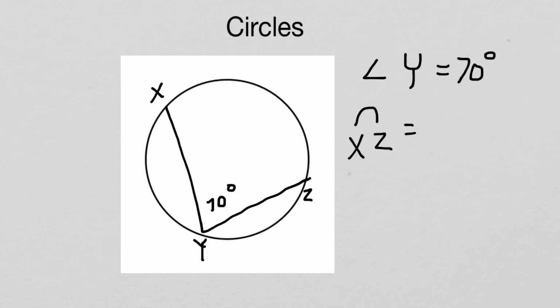Here we have an inscribed angle, where all 3 points are on the circle. The angle is XYZ. If the angle is 70 degrees, what is the arc? So arc XZ is going to be double that of the angle. The angle is 70 degrees, so 2 times 70 is 140 degrees.